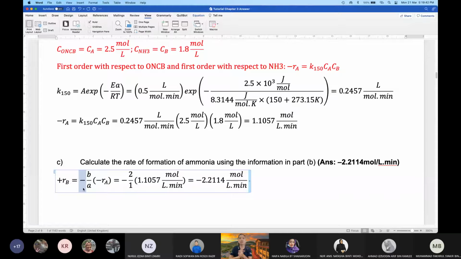Hence, the number will have a negative sign. So don't forget letak negative sign. So part ni yang kamu kena betul-betul ingat. Nombor tu boleh jadi positif, nombor tu boleh jadi negatif. Kamu kena betul-betul tengok nak cari kadar apa dan peranan spesies itu dalam tindak balas. Okay, so negative. And the next, don't forget multiply with stoichiometric coefficient. Pun kadang-kadang terlupa. Don't forget multiply with stoichiometric coefficient.